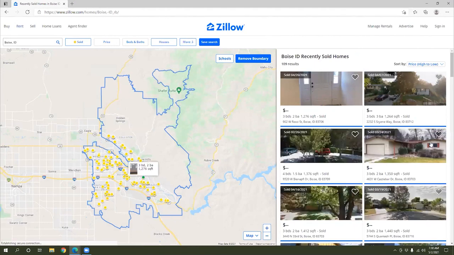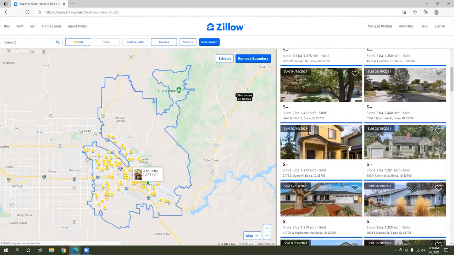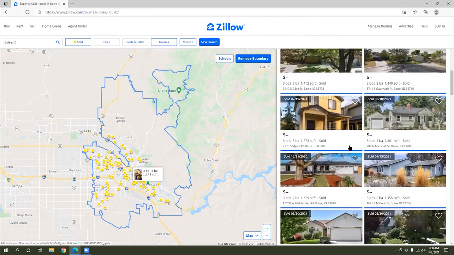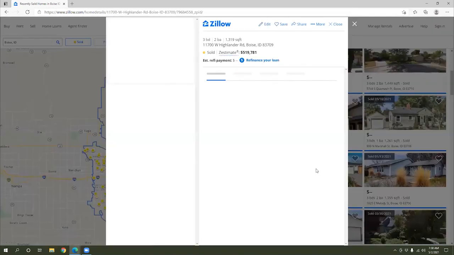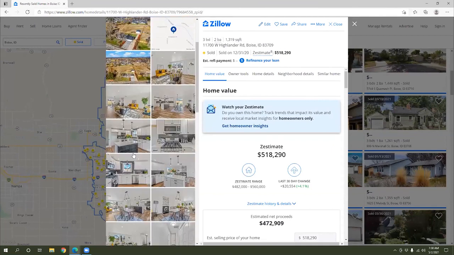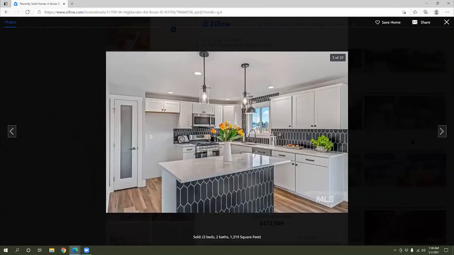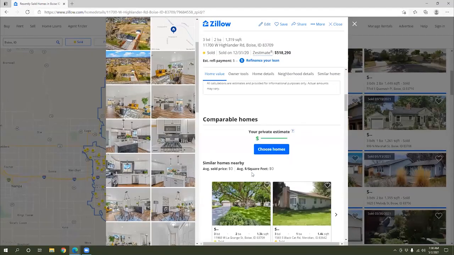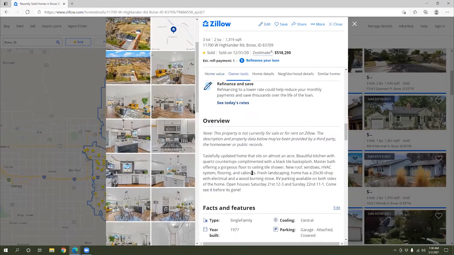So Boise, Idaho is a non-disclosure state, and when you're trying to comp, you're seeing there's no numbers here. It's kind of annoying. The only way that I know to work around that is we still do the same thing. Look at the information, address, square feet, check out the photos. Looks to me like this one's been rehabbed, right? So I want to know, what did it sell for? I need it for a comp.